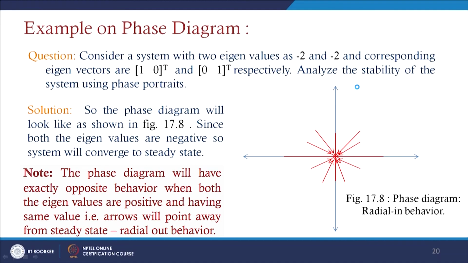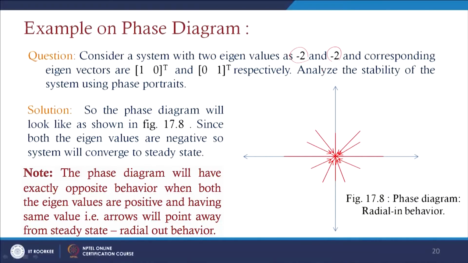And if you go for further analysis, consider a system with 2 negative eigenvalues, suppose. Corresponding to these eigenvalues, you will have the eigenvectors, suppose 1 0 and 0 1. Then the x axis and y axis are the eigenvectors. Obviously, minus 2 and minus 2 are the corresponding eigenvalues here. Along these axes, the values approach the origin, and any arbitrary point you choose in the close neighborhood of 0 0 will also point towards this origin. So the phase diagram will look like this, since both eigenvalues are negative: along the x axis it approaches the 0 0 point, and along the y axis it also approaches the 0 0 point.